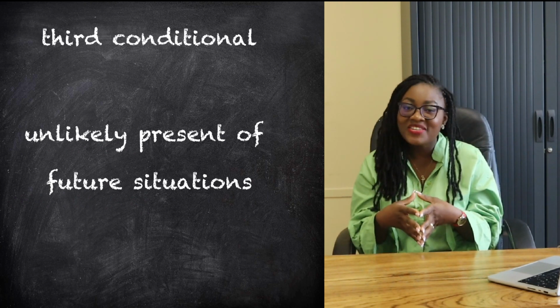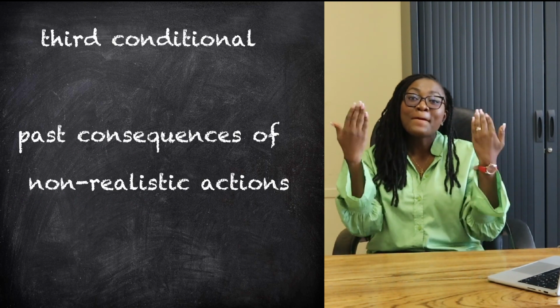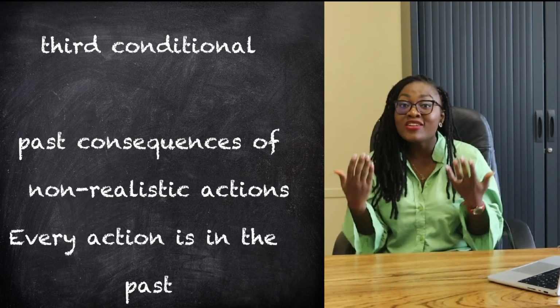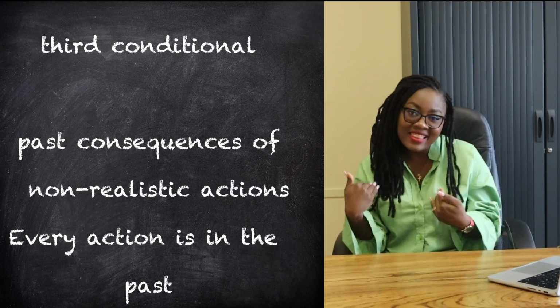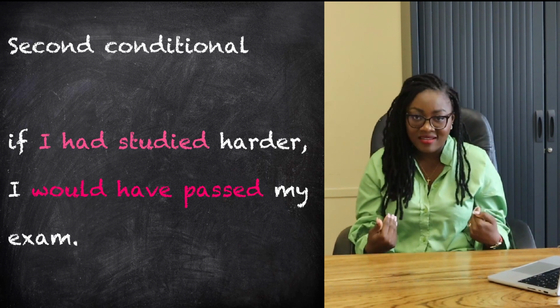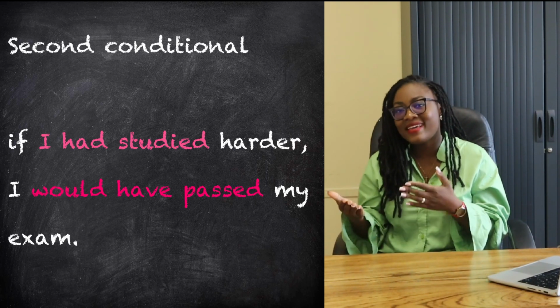The third conditional is used to talk about past consequences of a non-realistic action or a non-realistic situation in the past. I know it sounds confusing, but it isn't. So in the third conditional, we talk about something that could have happened. We already know it did not happen, but we imagine that it had happened, and then we describe the consequence if it had happened. For example, if I had studied harder, I would have passed my exam.